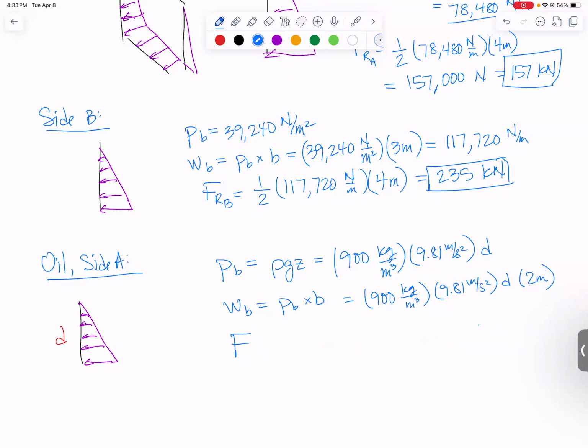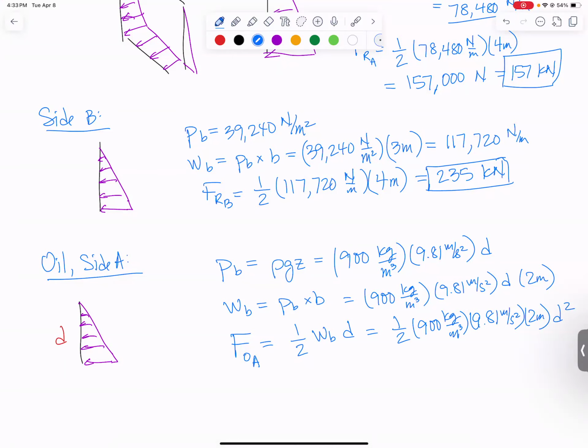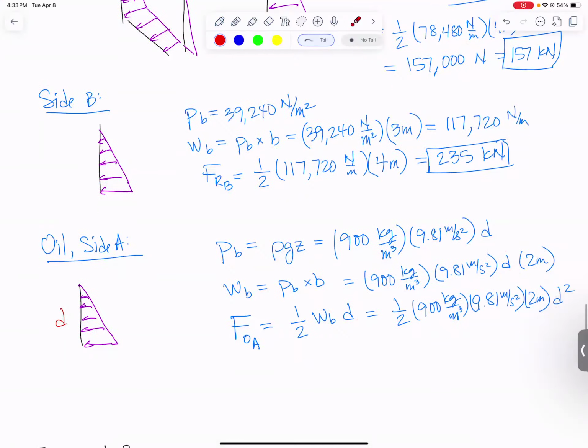Now we need to get the force. The force on the oil on side A is going to be the area under that distributed load triangle. So that's 1/2. One of the sides is W at the bottom. The other side is D. So the 1/2, because it's a triangle, times 900 kilograms per cubic meter times 9.81 meters per second squared times my 2 meters. And then I've got a D squared because I had a D right here and I just included another D right there. All right.